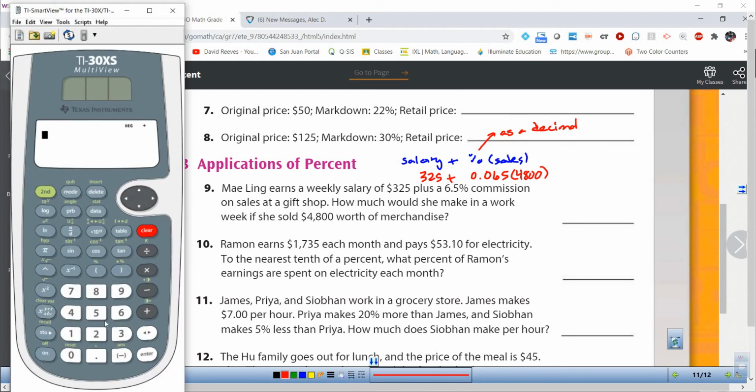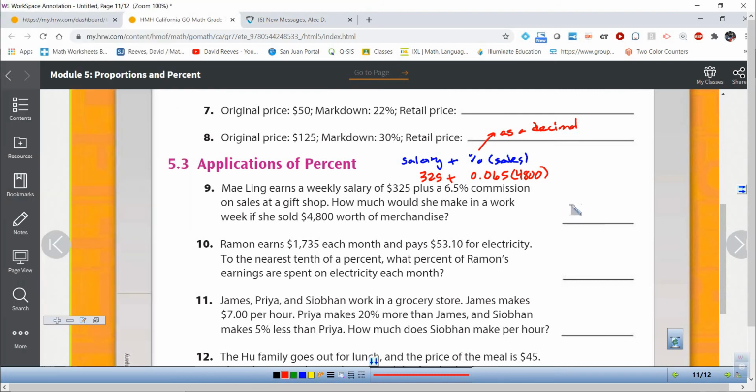That's how commission works. So we have $325 plus 0.065 times $4,800. All right. And when we do that, we get $637. All right. And that should make sense. Because she made $325 initially, but she had a large amount of sales, $4,800 in sales, and she got 6.5% of that.